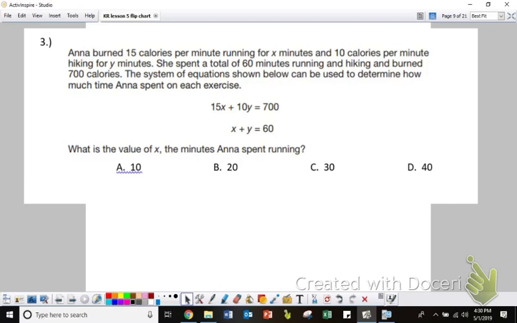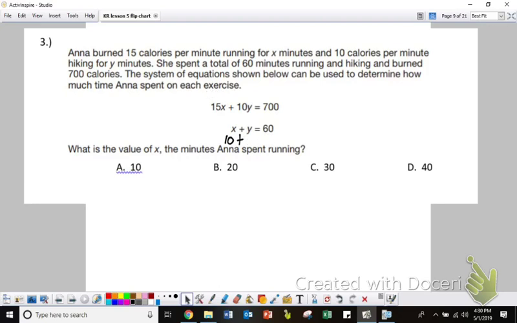So if I say I'm going to start with A, if I plug in 10 for X, I would start with the one that's an easier equation. So if I plug in 10 plus what would get me 60? Hopefully you're able to say, well, 10 plus 50 is equal to 60. And then I'm going to plug in 10 and 50 into both the X and Y into the other one. So 15 times 10, well, that's 150, plus 10 times 50, that's 500. Is 500 plus 150 equal to 700? No, it's equal to 650. So this isn't it, right? So we need to try out the next one.